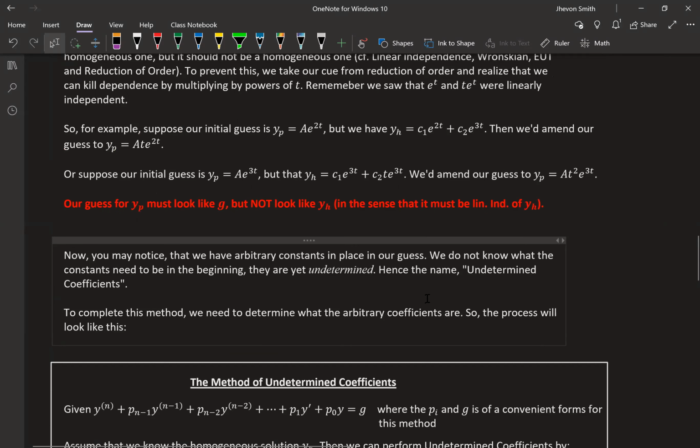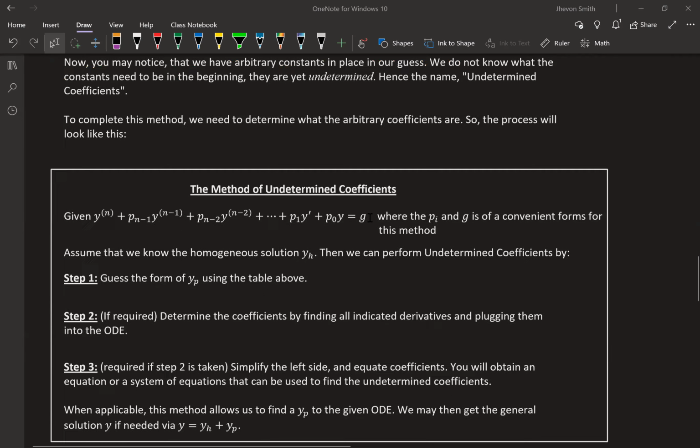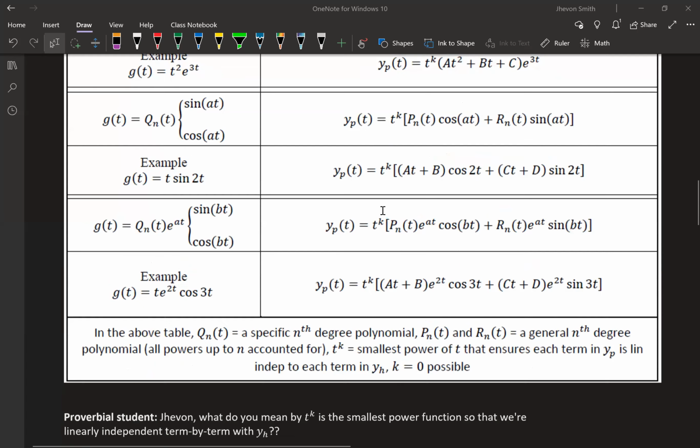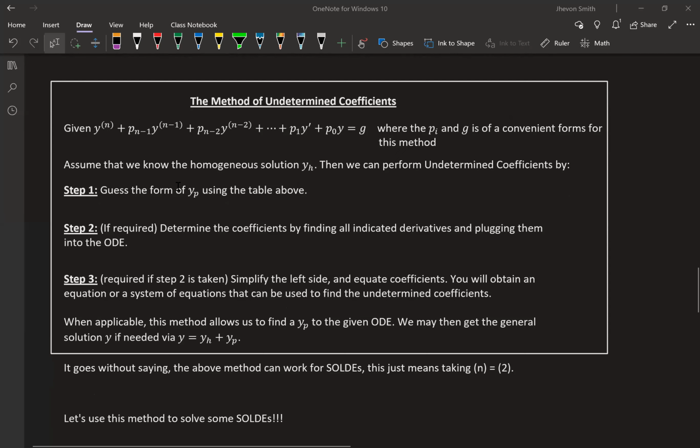Now, in general, we're not going to be done after that. In general, we would need to be able to find what the A, B, and C's are in my guess, right? I'll need to actually know that in order to fully answer a question. So here's the process, the method of undetermined coefficients. Here's what a full breakdown of the method would look like.